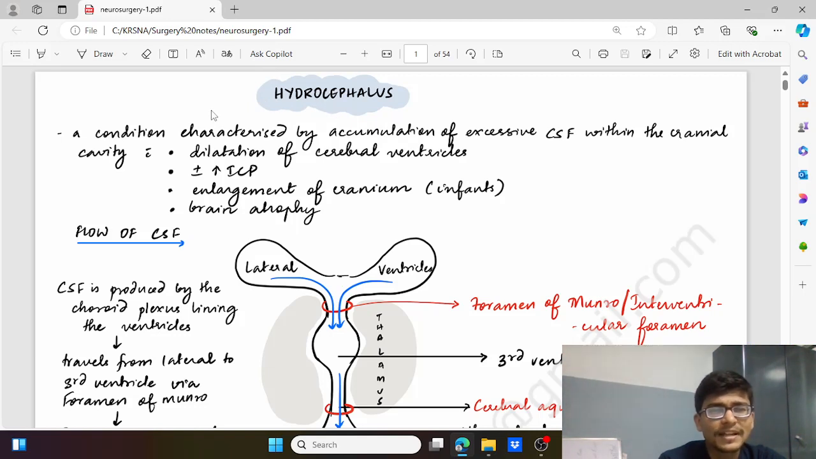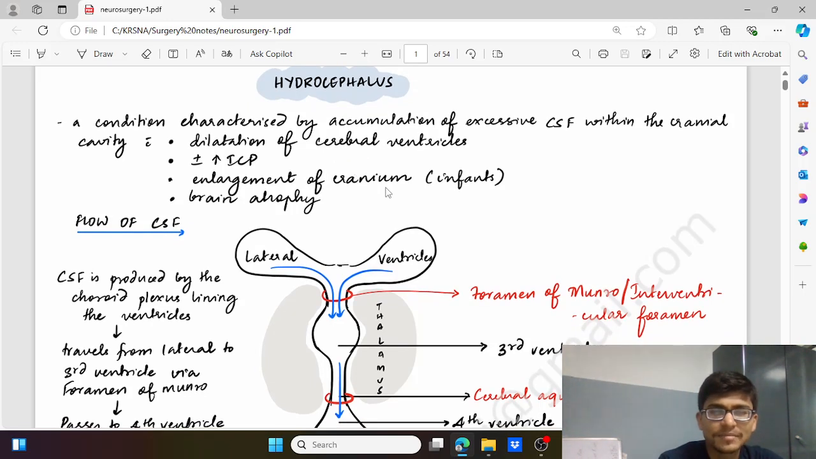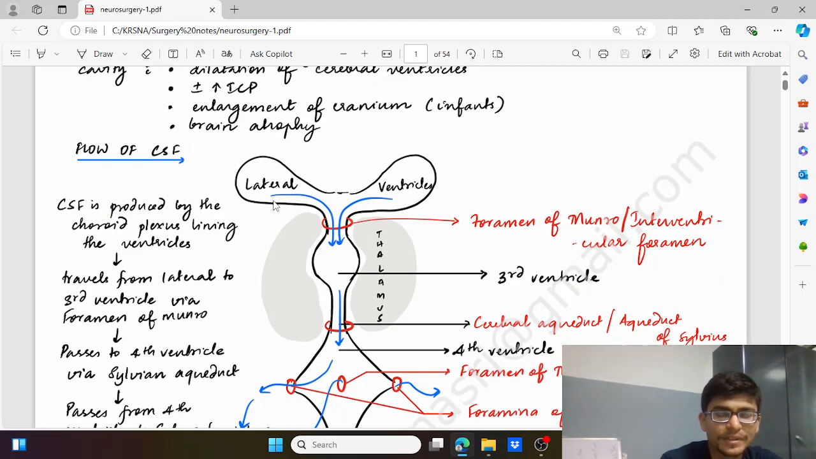So, what is hydrocephalus? It is characterized by accumulation of excessive CSF in the cranial cavity with resulting dilatation of the cerebral ventricles, raised ICP, and enlarged cranium, especially in infants when the skull is not fused, and over time resulting in brain atrophy.